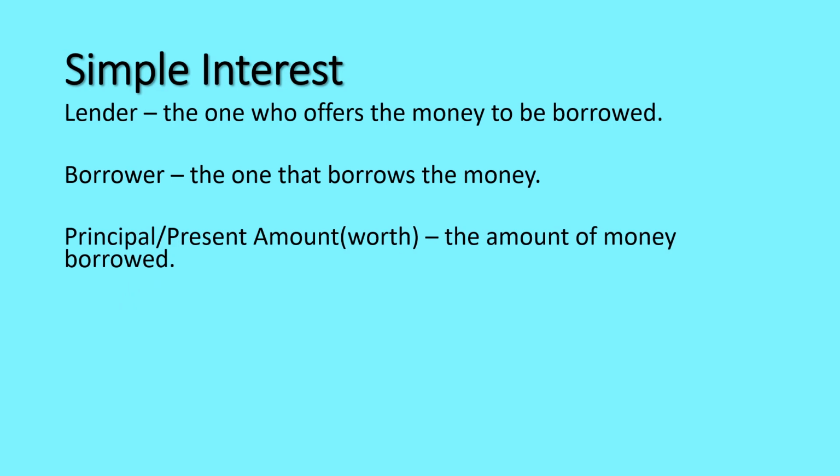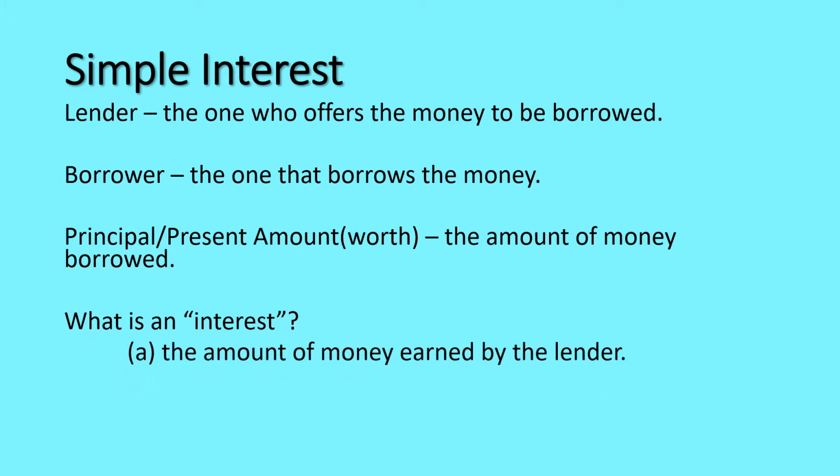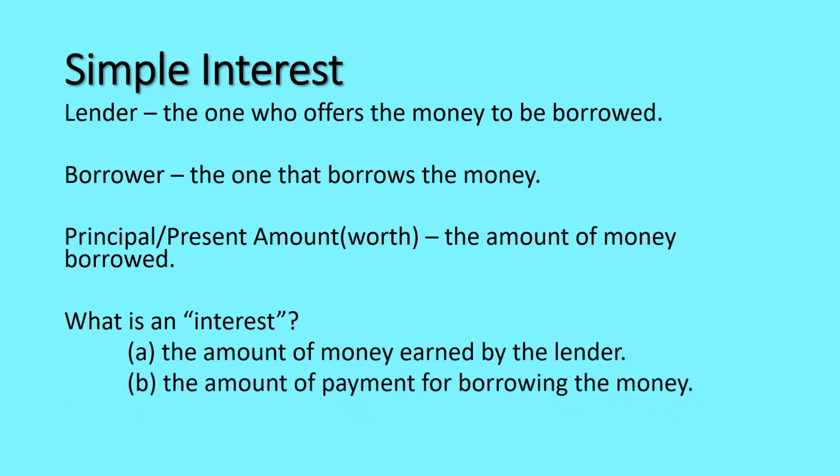Principal or present amount, or sometimes also known as present worth, is the amount of money borrowed by the borrower from the lender. So what is an interest? Interest could be defined as the amount of money earned by the lender. So the lender lends the money, so he earns an interest. So that is what the lender earns by lending the money to the borrower. Or it could also be defined as the amount of payment for borrowing the money. So it is the payment of the borrower to the lender for borrowing the money.